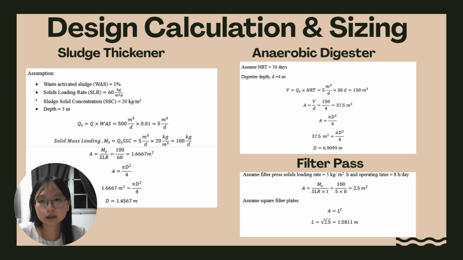So after calculation, our length of the filter press is equal to 1.5811 meter and the area is equal to 2.5 meter square. That's all from me.